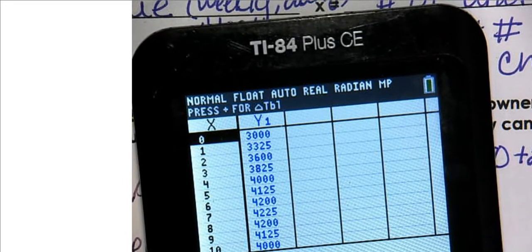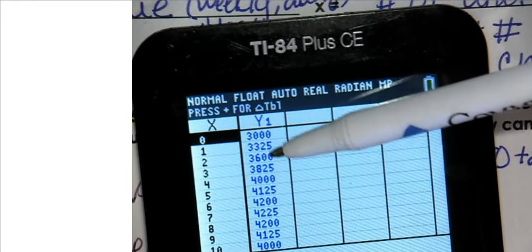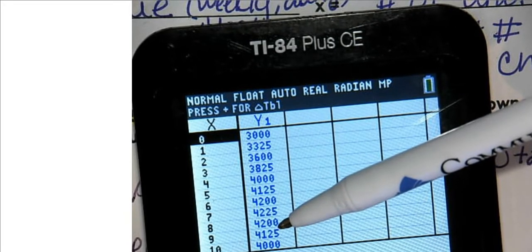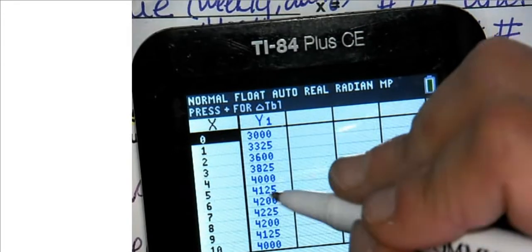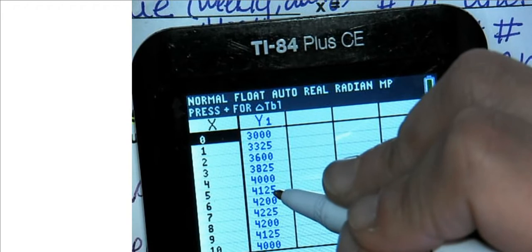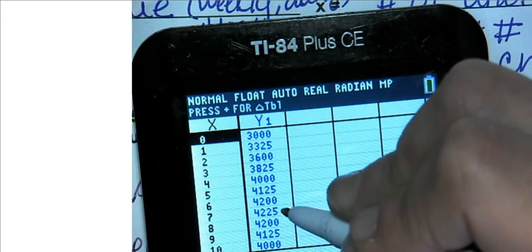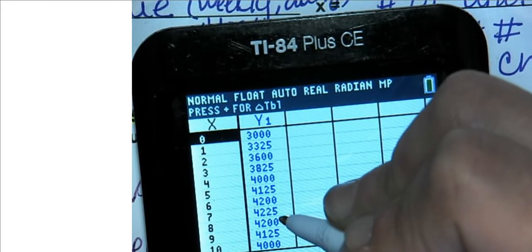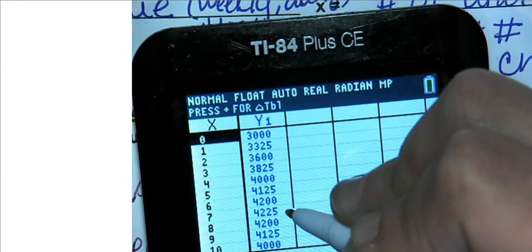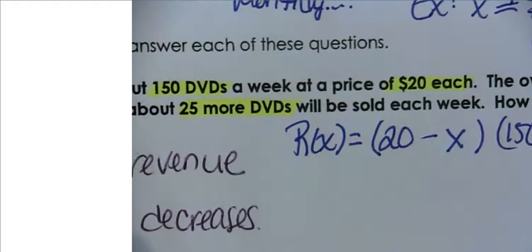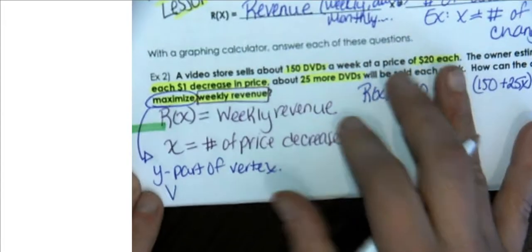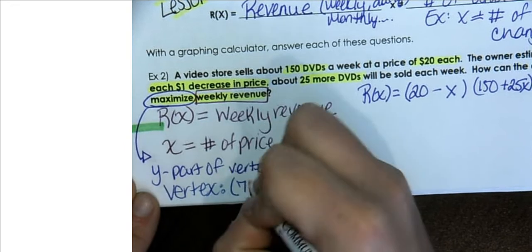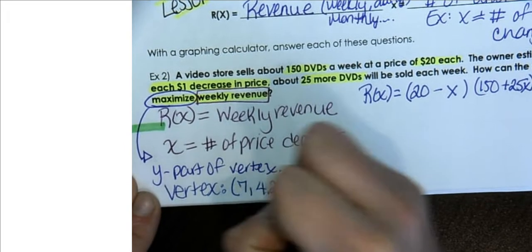We're looking for symmetry. 4,000, 4,100, 4,200, 4,200, right here. Symmetry in my table. We have 4,000, 4,200, 4,200, and we have ourselves symmetry right here around 4,225. So I can clearly see where my vertex is located. I'm going to zoom out and write that my vertex is (7, 4,225). So what does this mean?